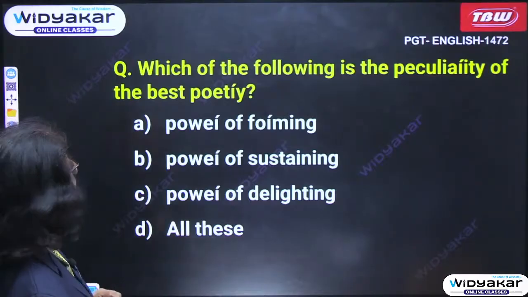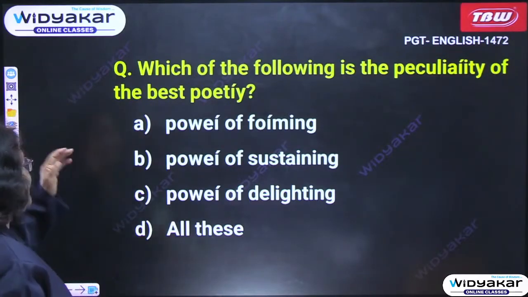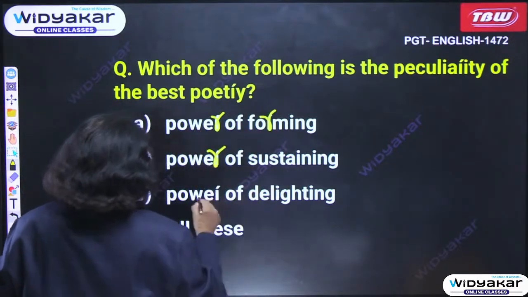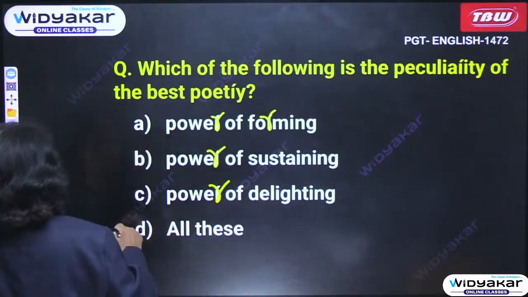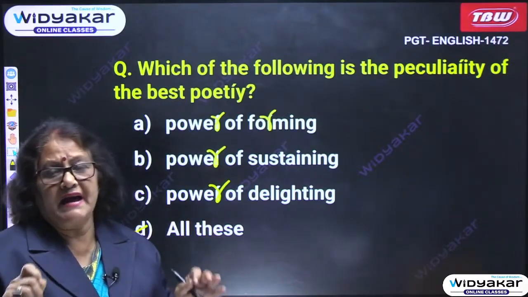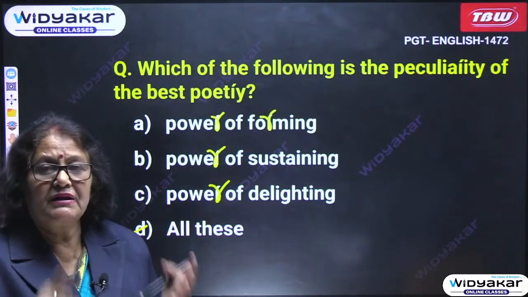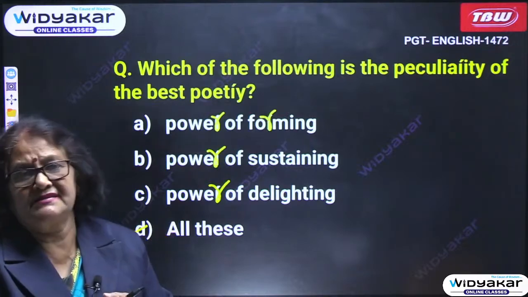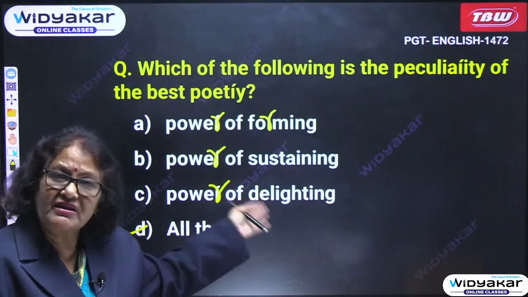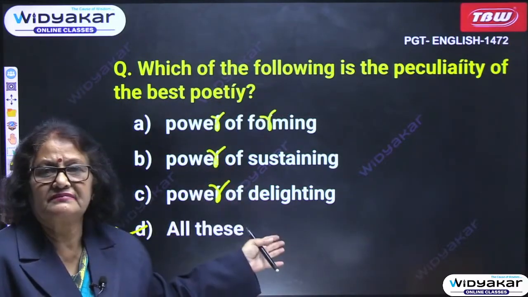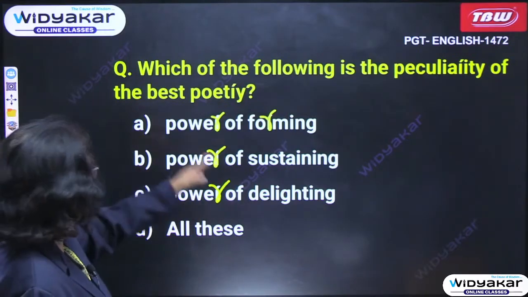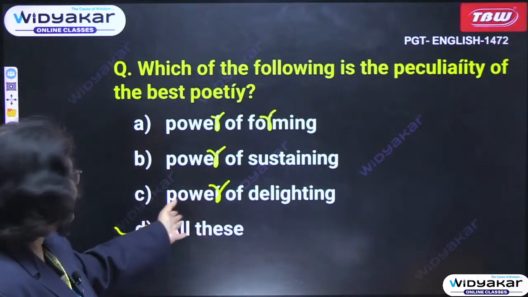Which of the following is the peculiarity of the best poetry? A, power of forming, power of sustaining, power of delighting. D, all these. Option D is the right answer. Best poetry, highest standard of poetry will console us, will sustain us, and will delight us. It will instruct, it will give us pleasure, and it will change our personality. So, power of forming, power of sustaining, power of delighting, all these.